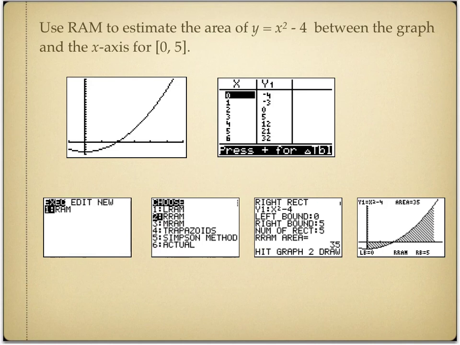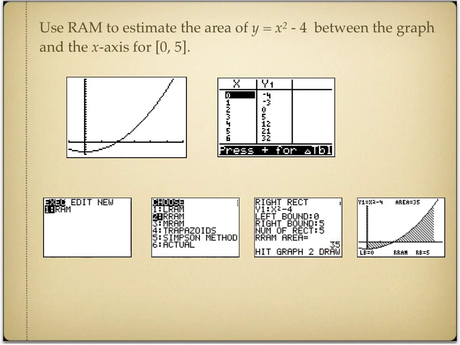Anyway, if I select the right endpoint, the RRAM, then it'll ask me to put in the equation of the function, which I did, the left bound and right bound. In this case, it's from 0 to 5. The number of rectangles, here we said there'll just be 5 rectangles, and then basically it will calculate that area for us. Notice in this case it's about 35.